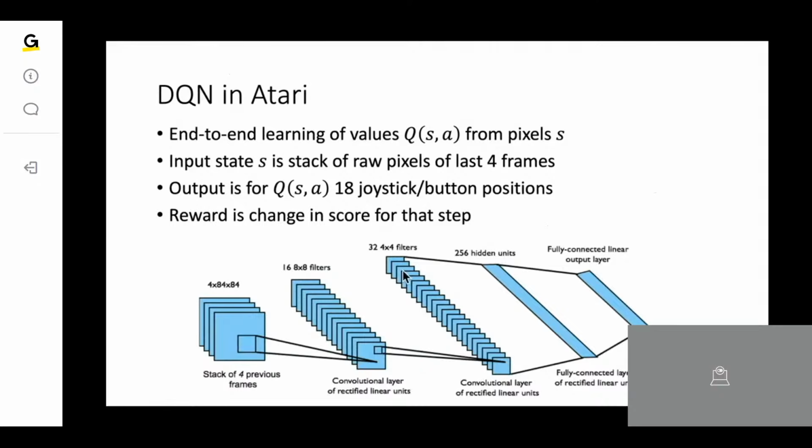So their overall network architecture looks something like this. They have a stack of 4 previous frames that together forms a state representation, then a bunch of convolutional neural network layers, followed by a fully connected output layer with 18 possible actions for 18 joystick or button positions. So they take the state as an input and give an output for each possible action, right?